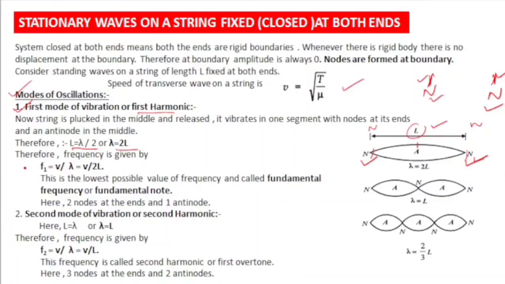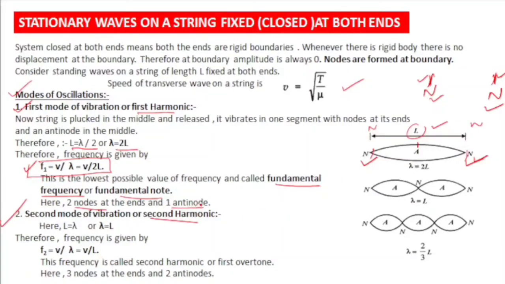Now, frequency is given by f equal to v by lambda, where v is root over T by mu. Putting lambda equal to 2L, you get frequency equal to v by 2L. This is the lowest value of the frequency, and this frequency is called the fundamental frequency or fundamental mode. Here, in the first mode of vibration, two nodes at the ends and one antinode in the middle are formed.